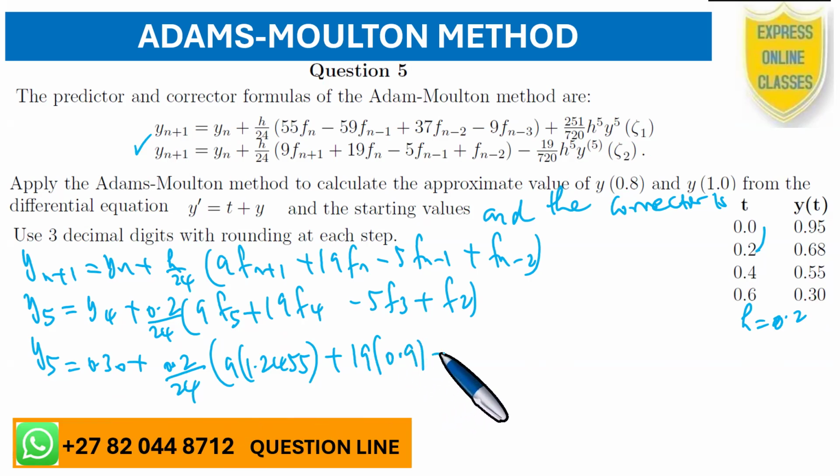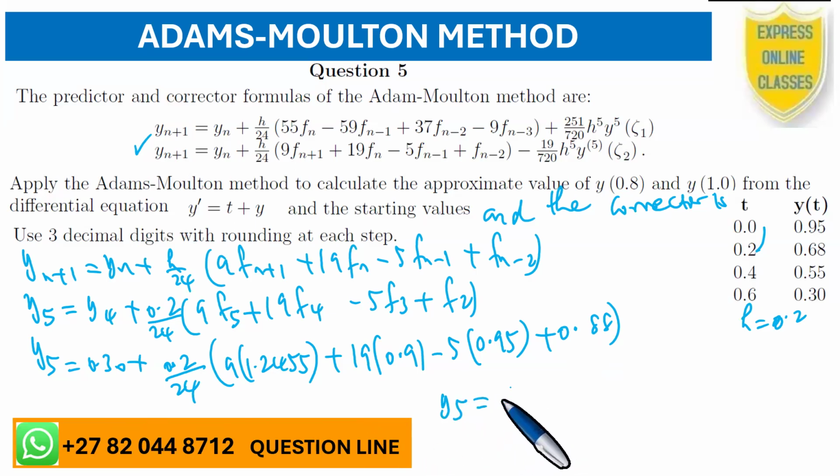F4, according to the table we drew earlier, is 0.9. F3 is 0.95. Now you are dealing with F2, and F2 becomes exactly 0.88. And therefore you would have a Y5. If you use a calculator, you're going to get 0.5037.